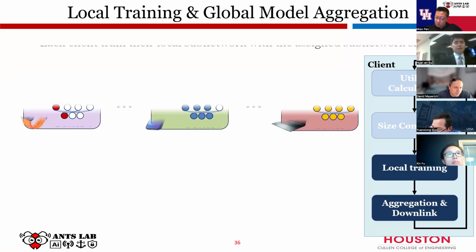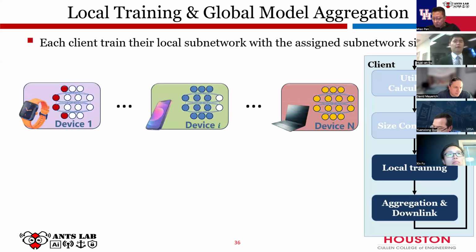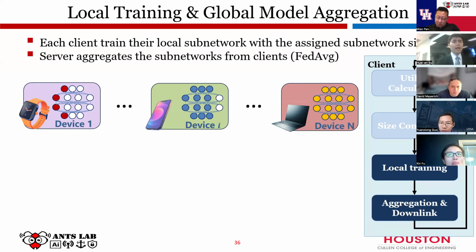The other one is the local training and global model aggregation. After each client trains their local subnetwork with the assigned subnetwork size, the server will aggregate the subnetworks from the clients using a concept basically similar to FedAvg.